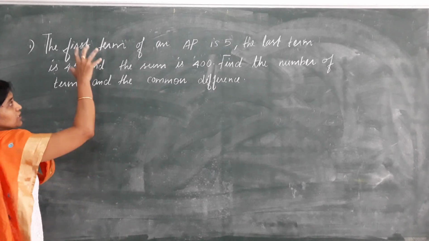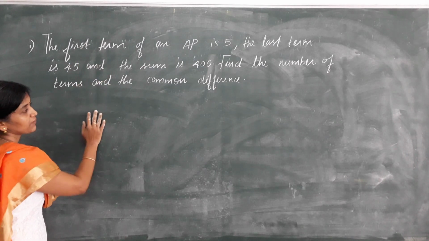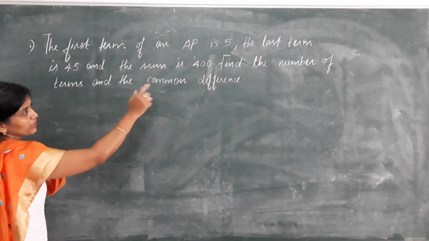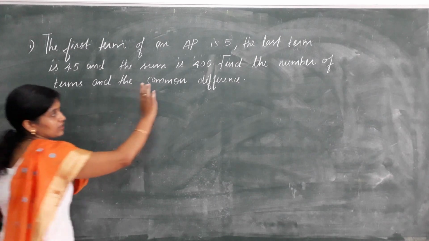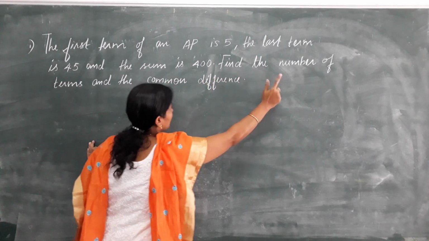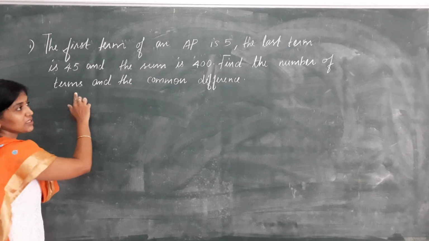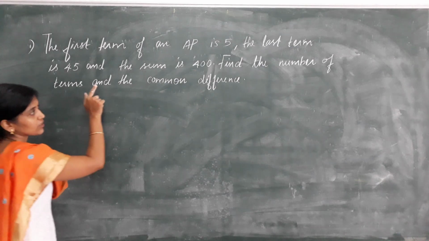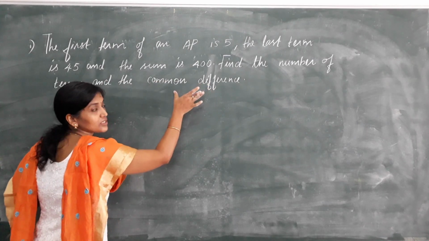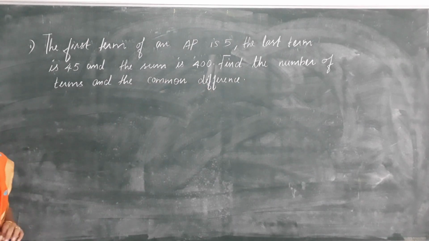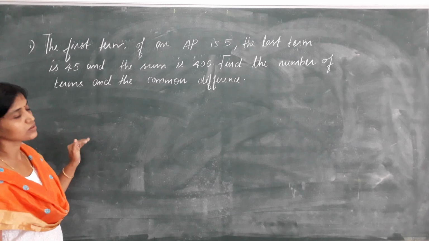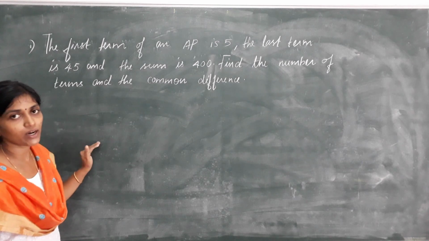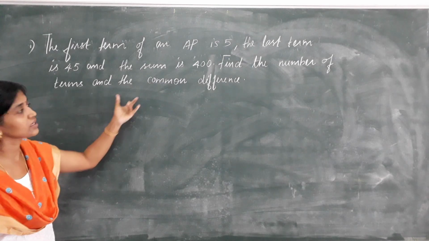So, conditions are given in this question. We have to see what we are asked to find. In the question we are asked to find the number of terms, which is denoted as n, and the common difference, which is denoted as d. Which means that in this question we are asked to find n and d.